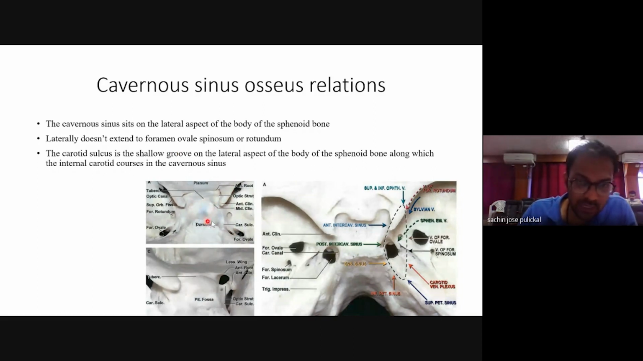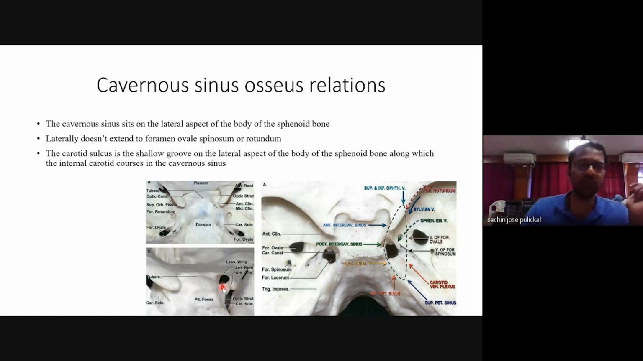This is the body of sphenoid. It is situated on the lateral aspect of the body of sphenoid. Usually on the floor of the body of sphenoid, you find the impression which is called the carotid sulcus. As I told you, the medial and lateral walls of the cavernous sinus join together inferior to the carotid sulcus here. So this carotid sulcus is situated over the floor of the cavernous sinus.